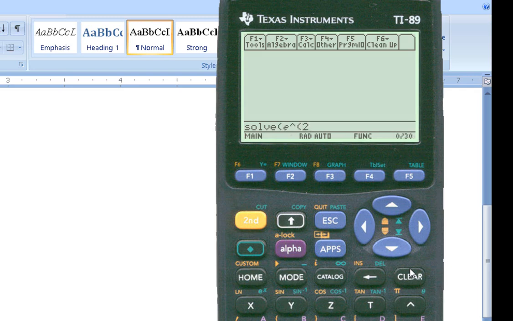And -3. Again, hit the diamond, exponential, e to the x, enter the x, plus 2, equals 0, comma, variable, close parentheses, and hit enter.